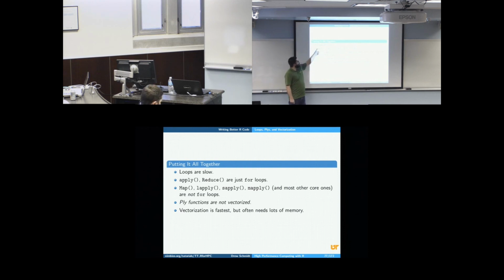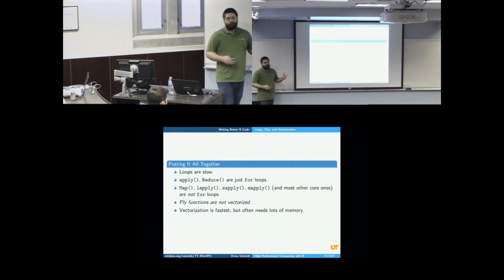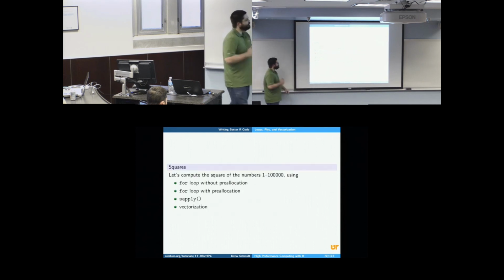The plys, and when I say ply, I mean the ones labeled here, I don't believe it's fair to say that those are vectorized. I really don't think that's reasonable. Vectorization is very fast, but it needs a lot of memory. How would you do better than vectorization? You would interface to a compiled language, which is what we will talk about in the next section.